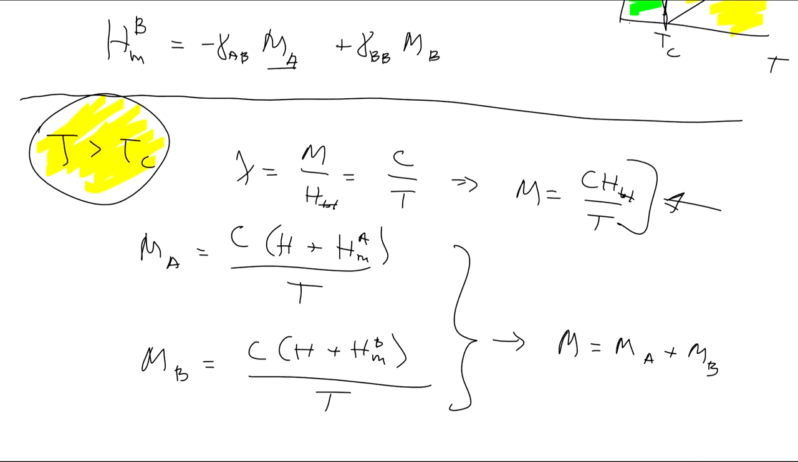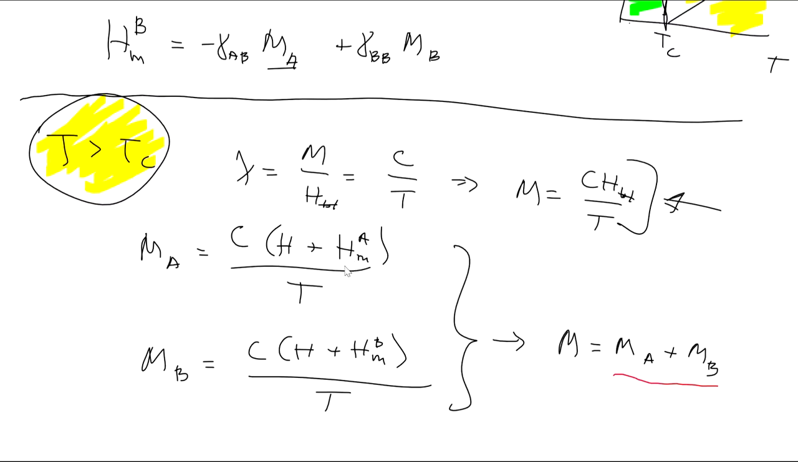So we add these two. And actually, when we add these two, we use expressions. So you see MA plus MB. Let me highlight, let me underline. So we have MA plus MB would be equal to the sum of these two.